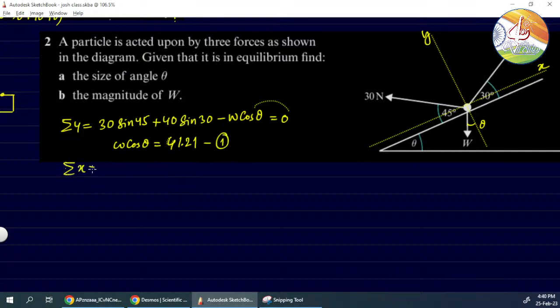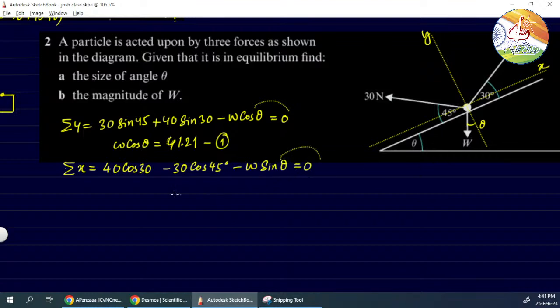Then sigma x, take all the x components. So for 40, the x component is 40 cos 30, and it's in positive x direction. For 30 newtons, it is 30 cos 45 degrees, but it is acting in negative x direction, so minus. Then W sine theta, and it will act in this direction, that is opposite to x, so minus. So total should be 0.